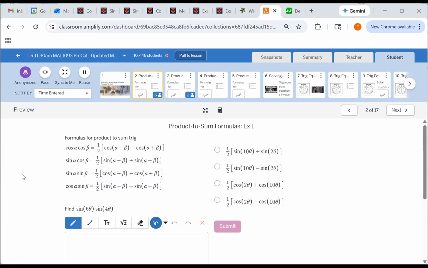Electricity is modeled by sine and cosine waves, so there's a particular instance where this is useful. But even then, they're like, all right, here's this formula you probably don't remember. Here's how we use it. All right, good.